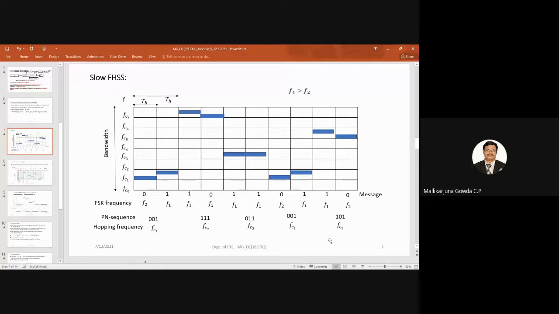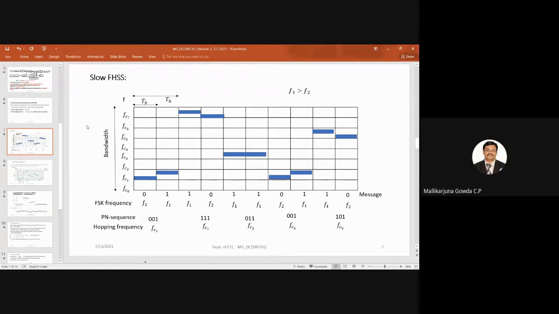Okay, so next is what? My hopping frequency is FC5. So in this block, right? So FC5 plus bit is 1. So it is FC5 plus F1. And the next one is what? FC5 plus F2. Okay, so the hopping rate will be less than or equal to the symbol rate. Okay, so this is how the slow frequency hopping spread spectrum works. Hope this point is clear.